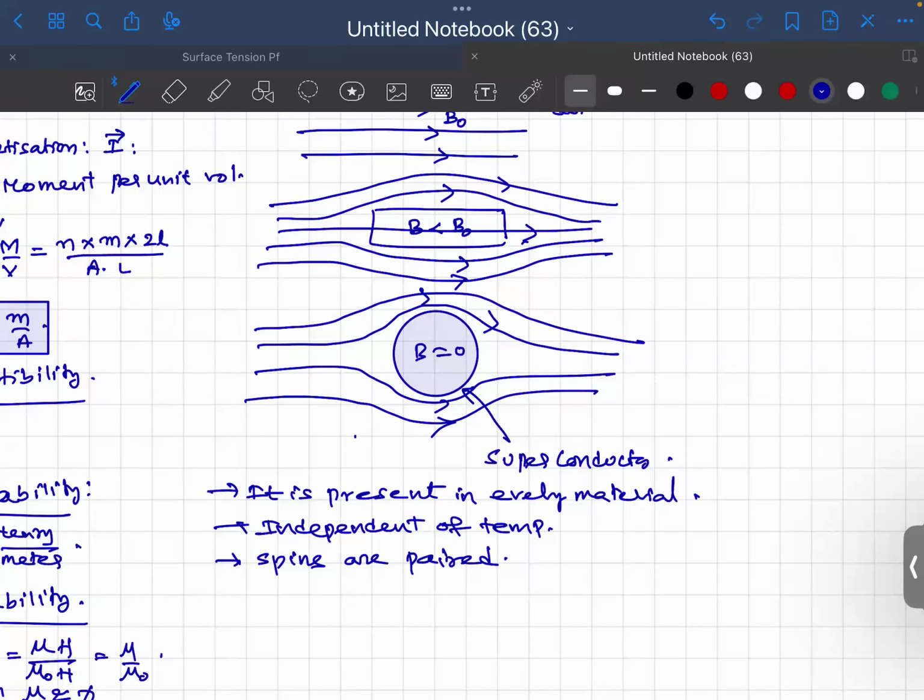It is a universal property. Examples: bismuth, copper, silver, mercury, lead, water, hydrogen gas, and all inert gases. They are diamagnetic in nature.